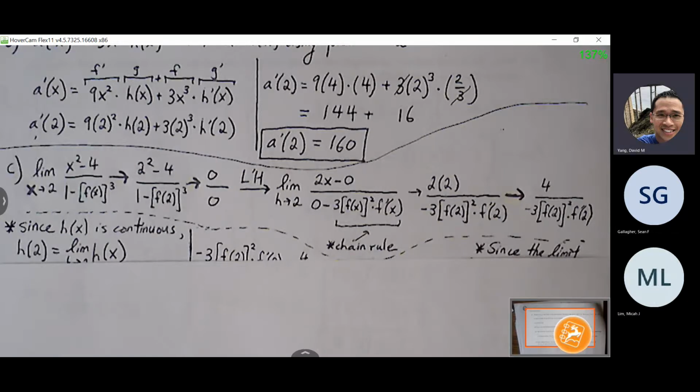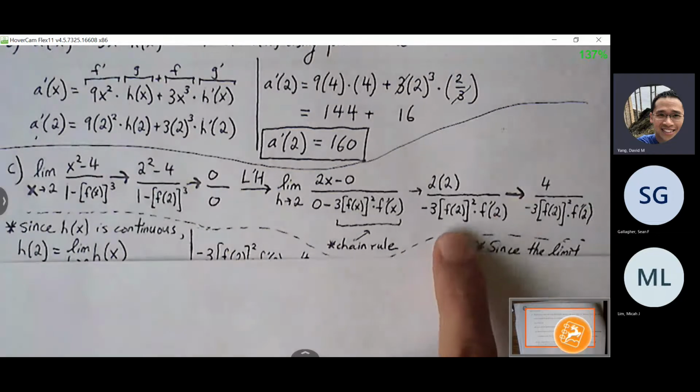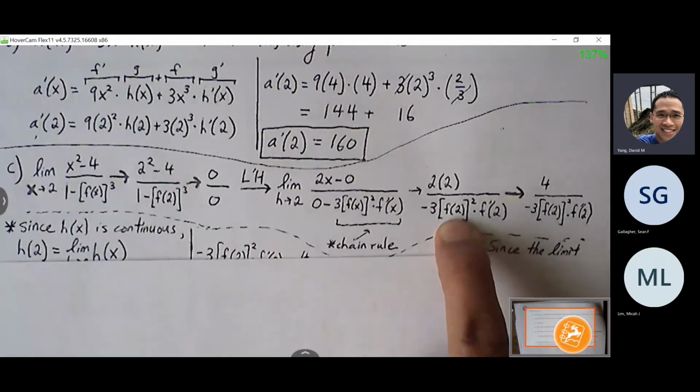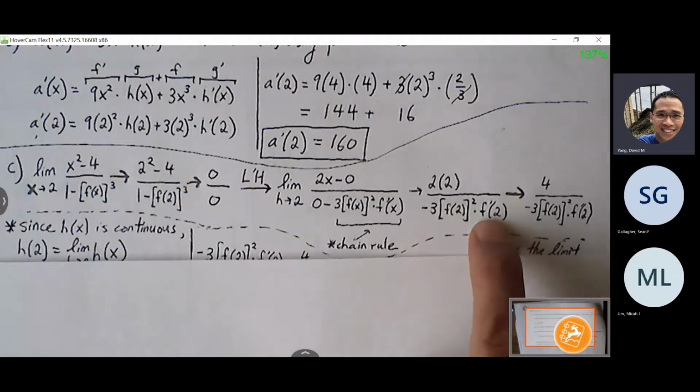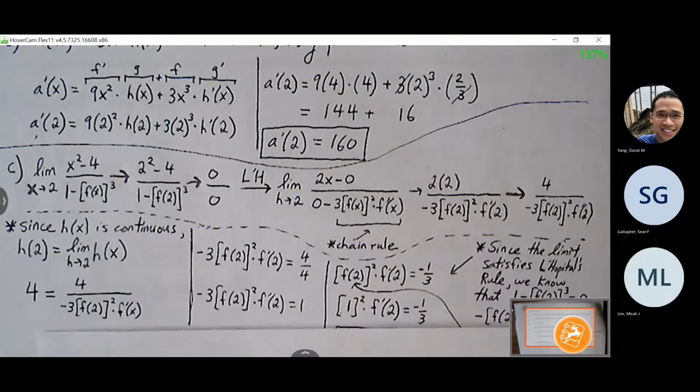Okay, replace every x with 2. I get 4 in the numerator. I still am replacing 2 in for all the x's. I don't know what f of 2 is, but I'm going to just work around it. Negative 3 times f of 2 squared times f prime of 2.